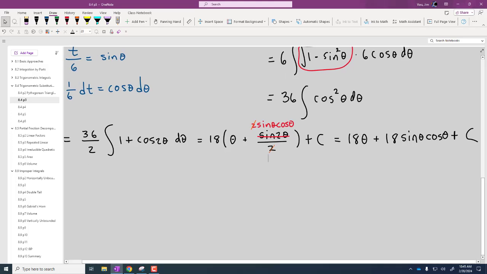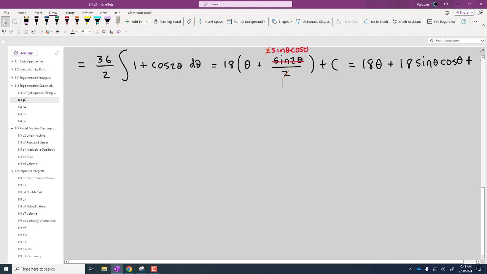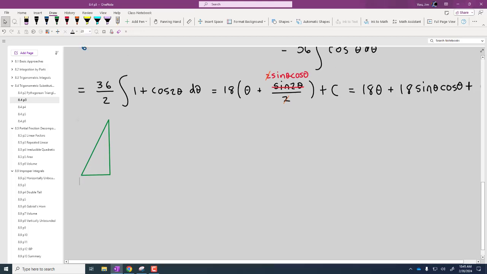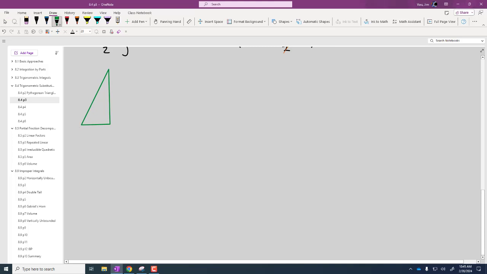Okay, so now we're sort of at the end. We want to get back to the original variable, which in this case is t. So this is where we draw our magic triangle. Our magic triangle is the triangle that takes us back and forth between thetas and x's. We look at our original substitution. Sine of theta is t over 6.